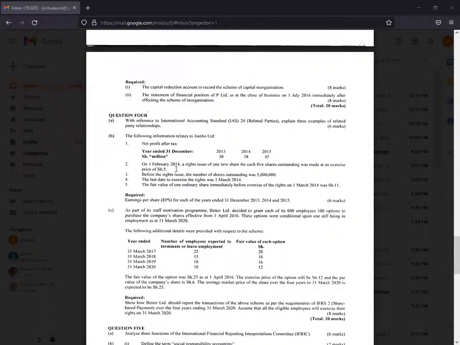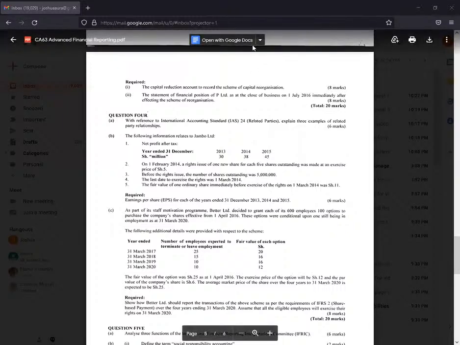We go to note number 3. Before the rights issue, the number of shares outstanding was 5 million. So all along, before the rights issue, we have been having 5 million shares. And then note number 4, the last date to exercise the rights issue was 1st March 24. I told you to delete that statement. Note number 5, the fair value of 1 ordinary share immediately before the rights issue, which took place in 2014. We've been having 5 million shares.